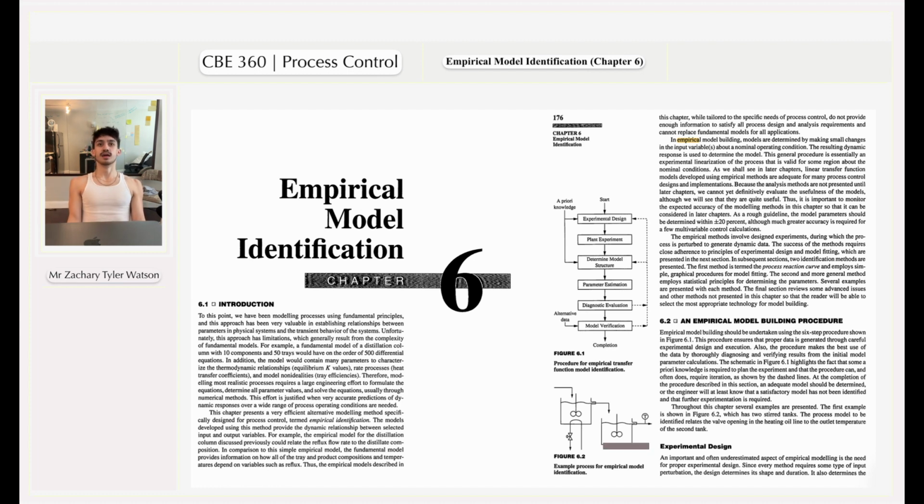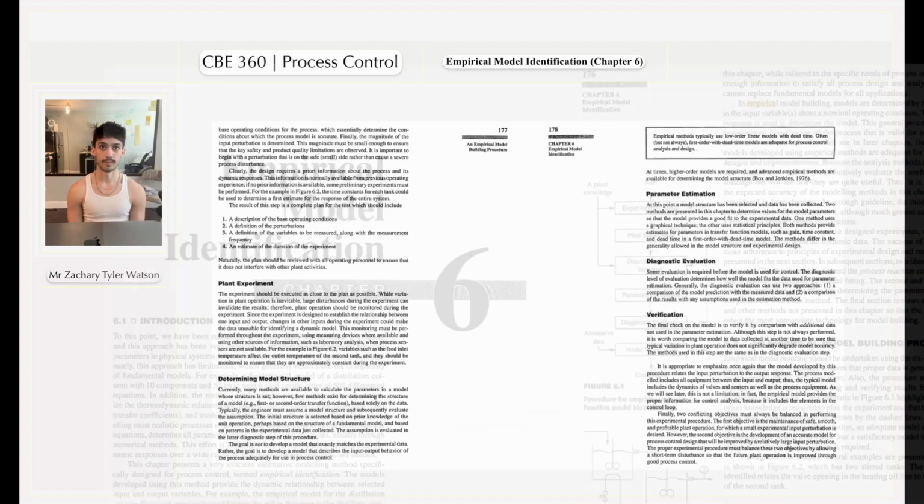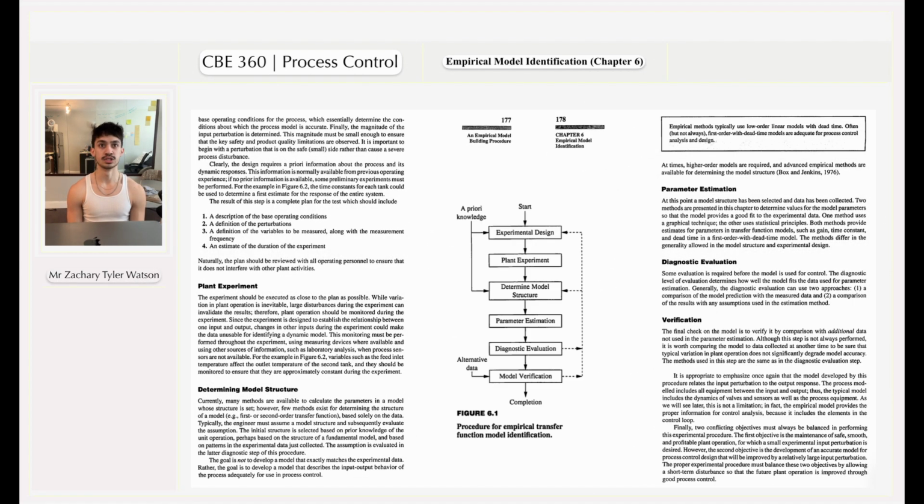The experimental design. An important and often underestimated aspect of empirical modeling is the need for proper experimental design. Since every method requires some type of input perturbation, the design determines its shape and duration. It also determines the base operating conditions for the process, which essentially determine the conditions about which the process model is accurate. Finally, the magnitude of the input perturbation is determined.